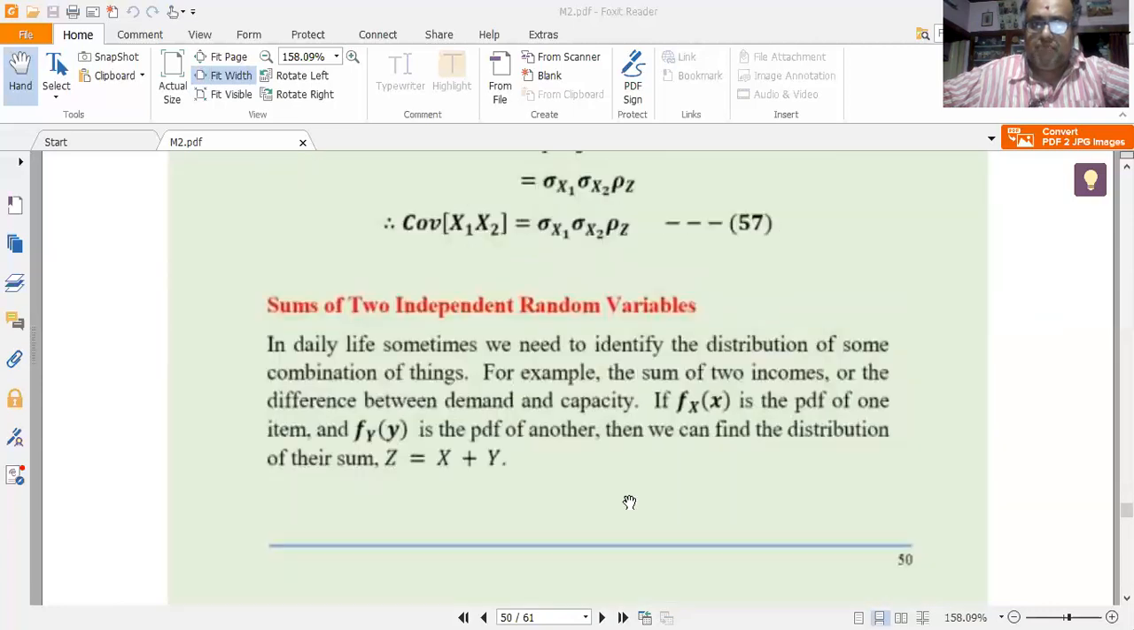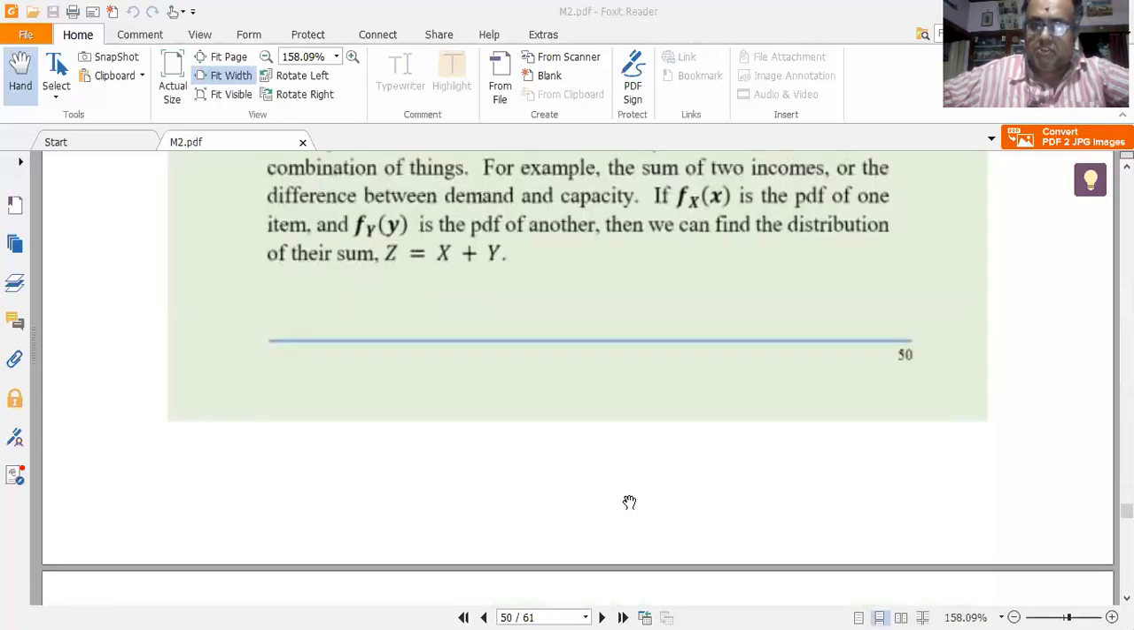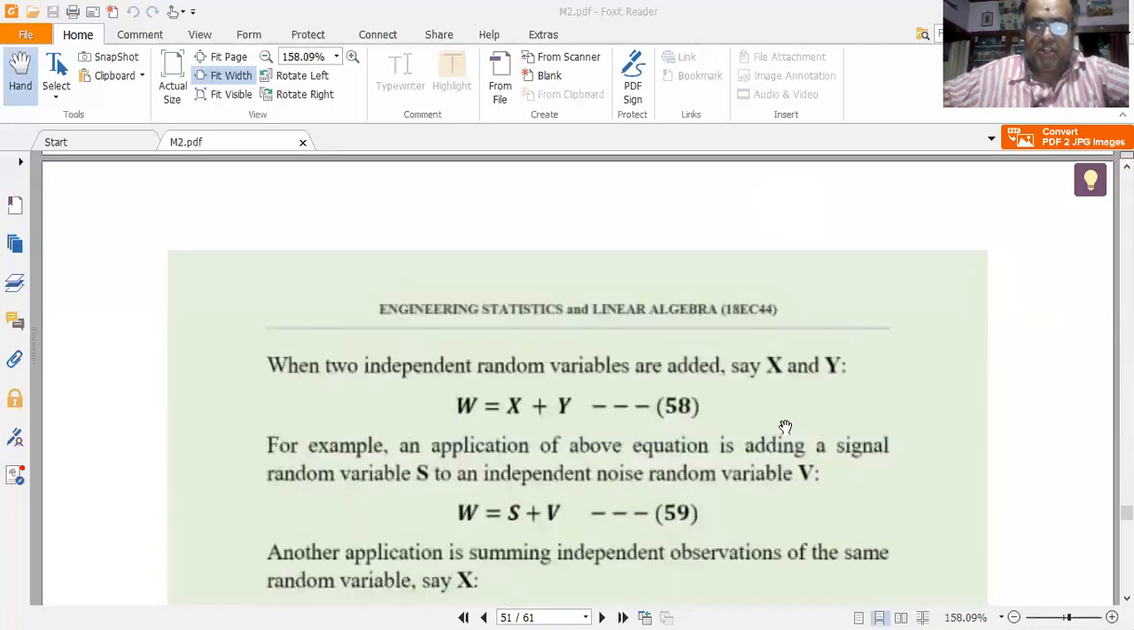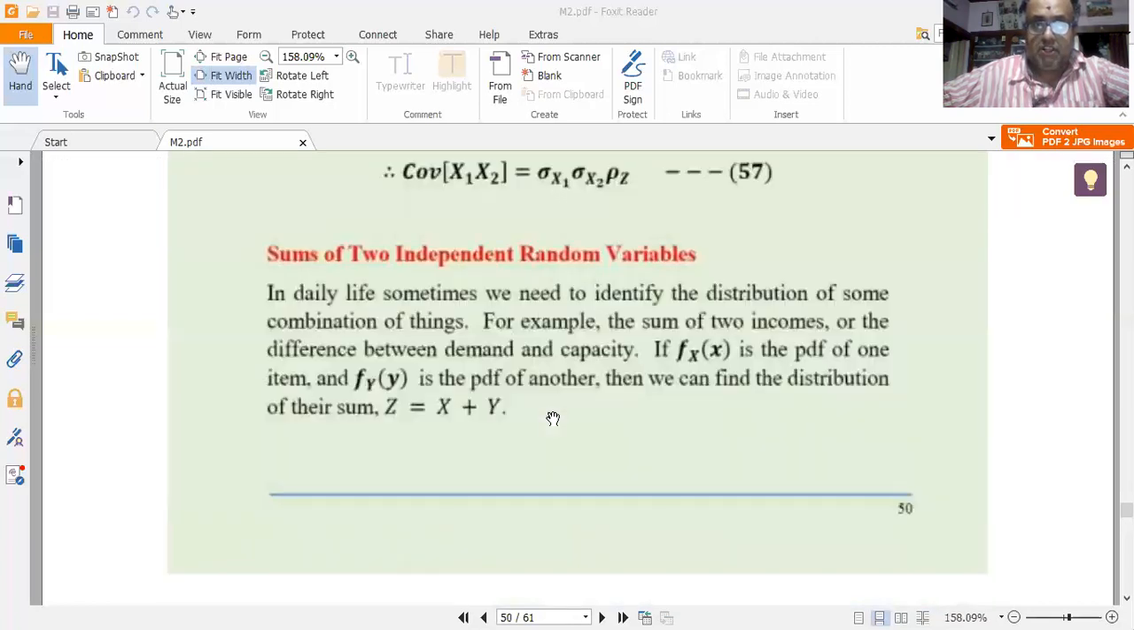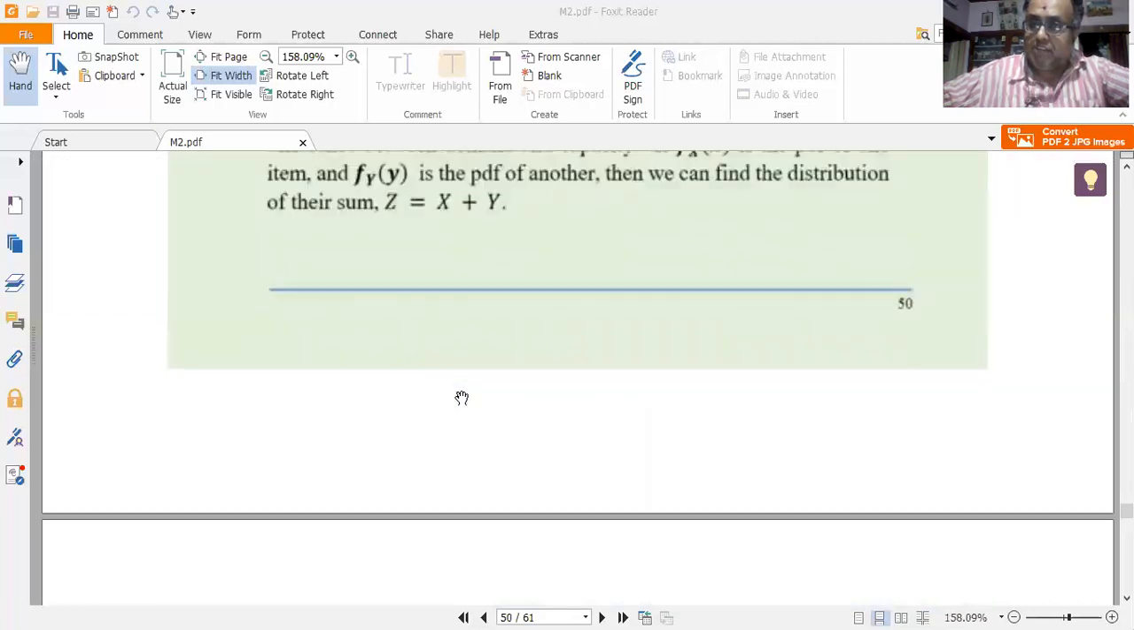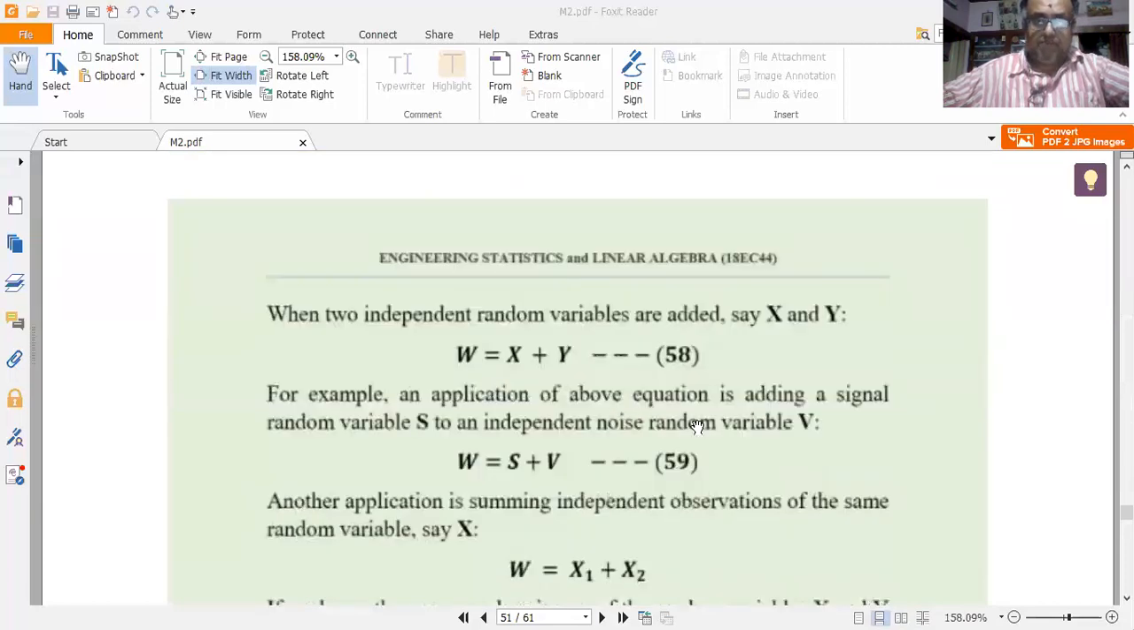So we shall discuss the mathematical preliminaries that are required for understanding this criteria. Now let me define a new equation that is obtained by adding the two random variables capital X and capital Y. I denote it as W equal to X plus Y, which I call equation 58. This is the sum of two random variables. Now if they are independent, what is its mathematical behavior that we are going to study.